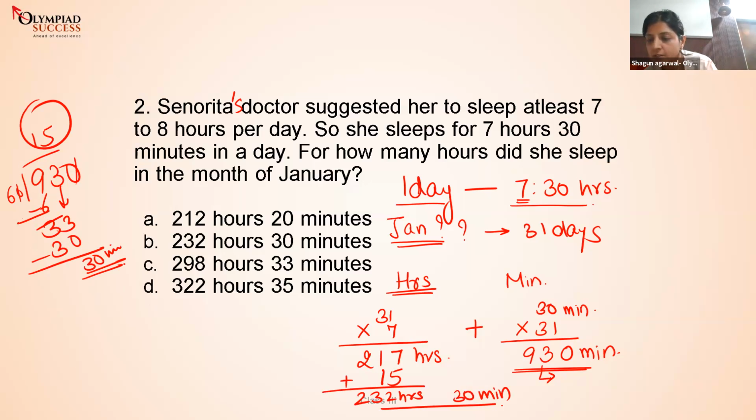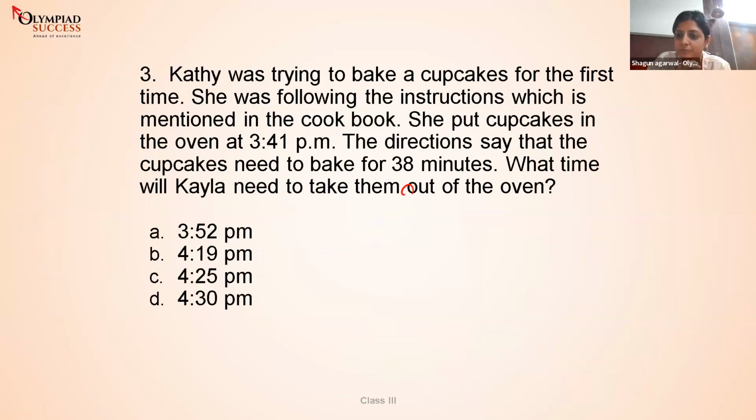Did you all understand? We've multiplied the hours separately. We multiply the minutes separately, and then we've added the same. Anybody, any confusions? Arva, did you get it? Vivan, Nyara? Yeah, so let's proceed to the next one.